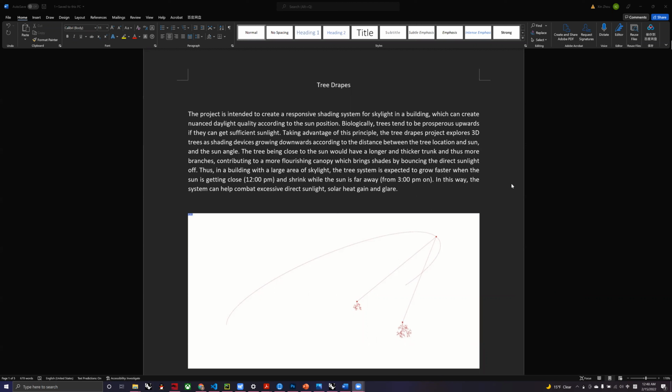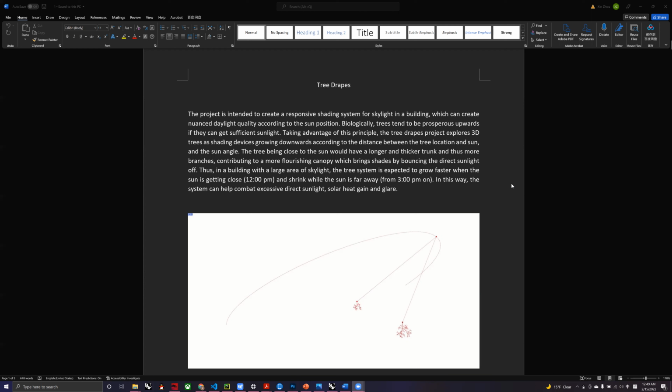I'm interested in daylighting in the building. This project is intended to create a responsive shading system for skylight in the building, which can create nuanced daylight quality according to the sun position. I call this project Tree Things.